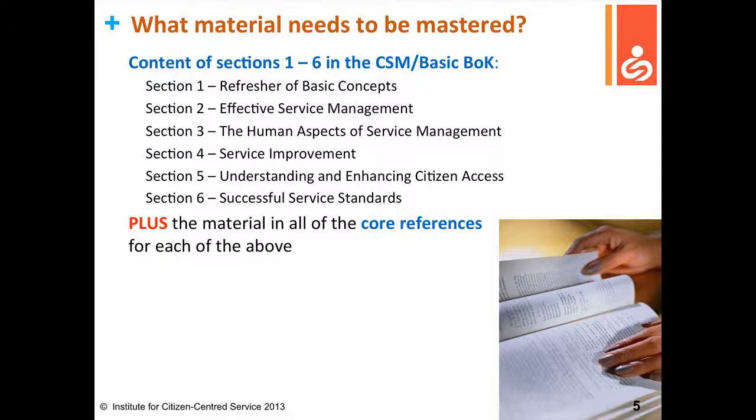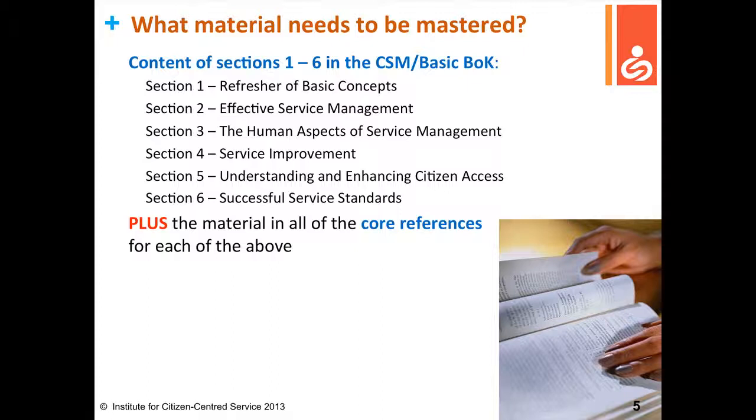The main requirement, as we talked about when we were together in the training, is that you need to be covering all 6 sections of the body of knowledge. So chapters 1 through 6, all the topics that we talked about when we were together at the Shangri-La. In addition, at the end of each chapter, you will notice 2 categories of additional readings: the core references and the supplemental references.